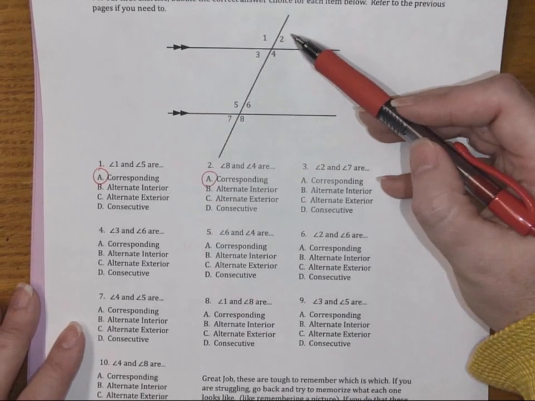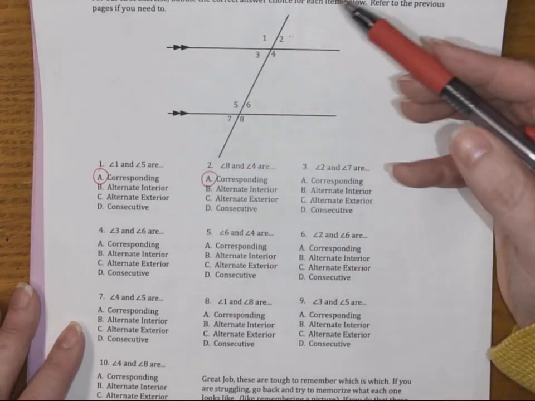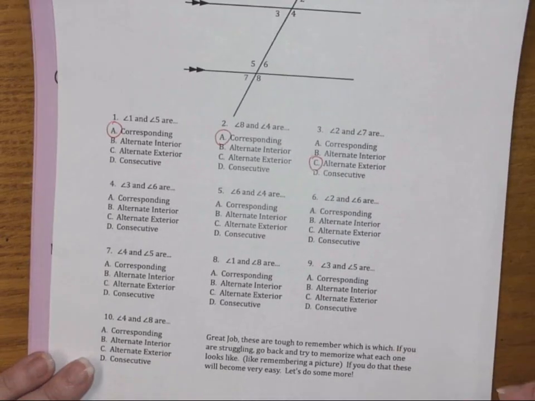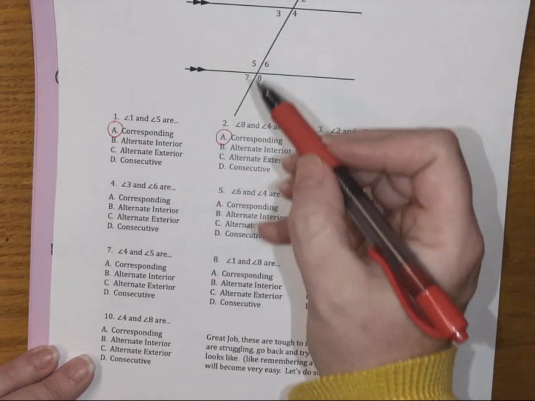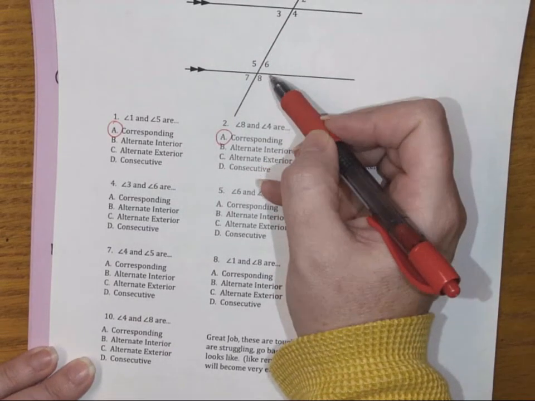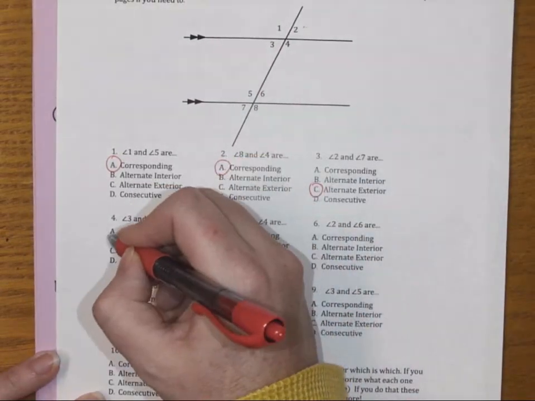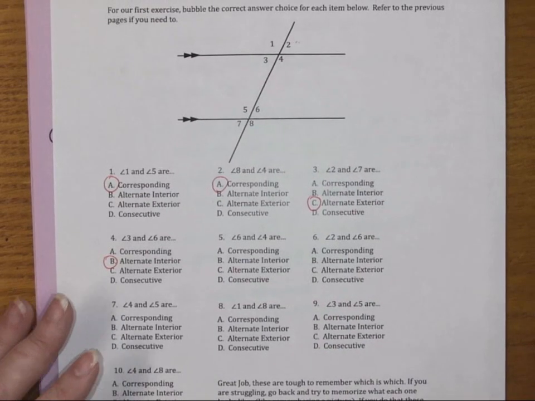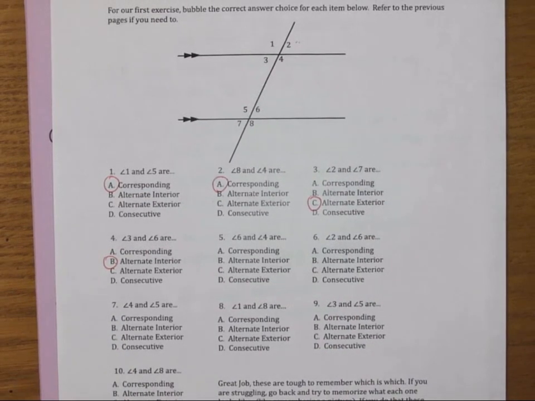2 and 7, notice they're both exterior, right? So 2 and 7 would be alternate exterior. And then so on and so forth. 3 and 6 are on opposite sides, but both in the interior, so that's alternate interior. So again, do not memorize the numbers, it's the placement that's important.